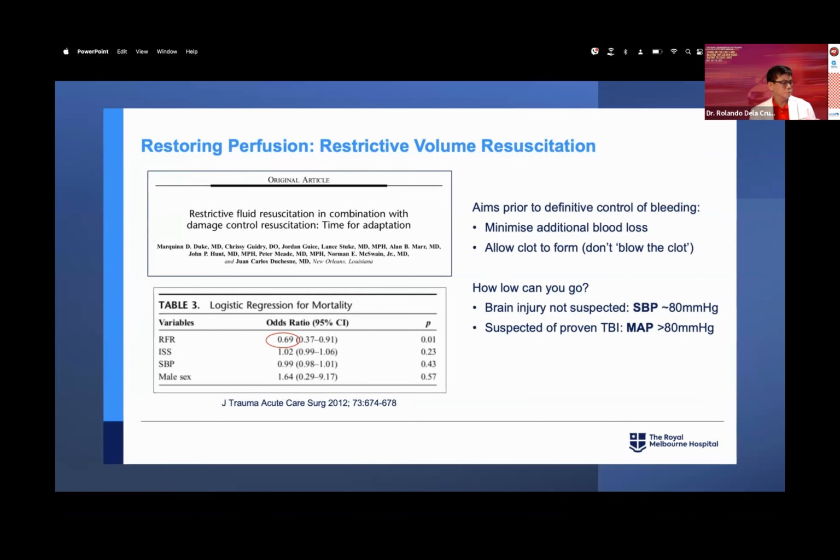How low can you go? As I suggested, brain injury patients probably need a MAP of greater than 80 millimeters of mercury. So you're looking at least a systolic in the triple figures of 100 or so. But in the absence of a suspected brain injury, so for example, penetrating truncal trauma, certainly in a fit, healthy adult, a systolic pressure of 80 should be well tolerated for a short period of time.